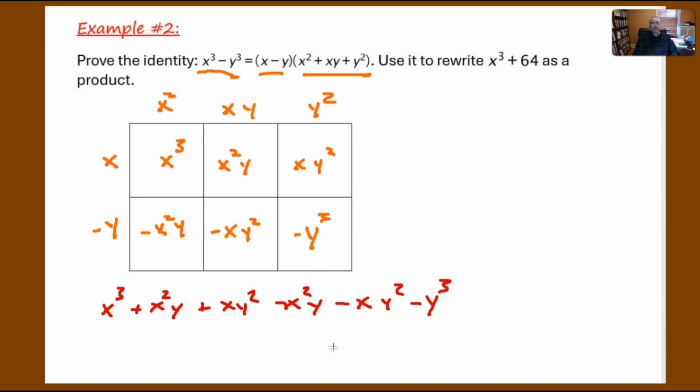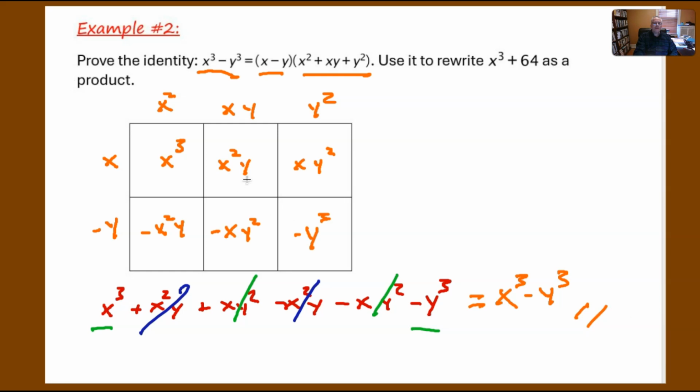All right, we have 6 terms, but 4 of them are going to cancel. Take a look. Here we have x squared y, and here we have a minus x squared y. Those cancel. And here we have xy squared, and here we have a minus xy squared. Those cancel. So we're just left with x to the third minus y cubed. So all of this is equal to x to the third minus y to the third, which is what we're supposed to show. We multiplied these two things and we ended up with x cubed minus y cubed.